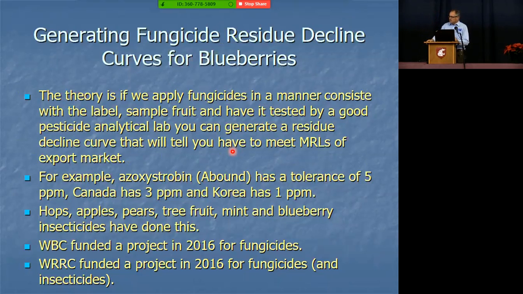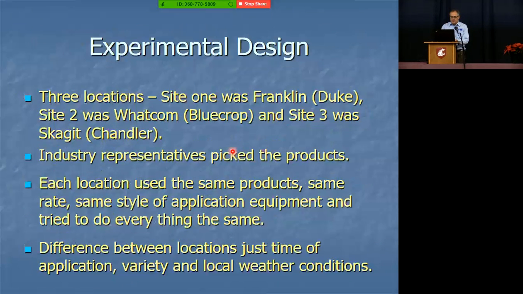This is not rocket science. Hops, apples, pears, tree fruit, mint, we have already done this kind of work. We've done it for blueberry insecticides, and now we're going to do it for fungicides. We did it for fungicides for blueberries in 2016, and also for raspberries.